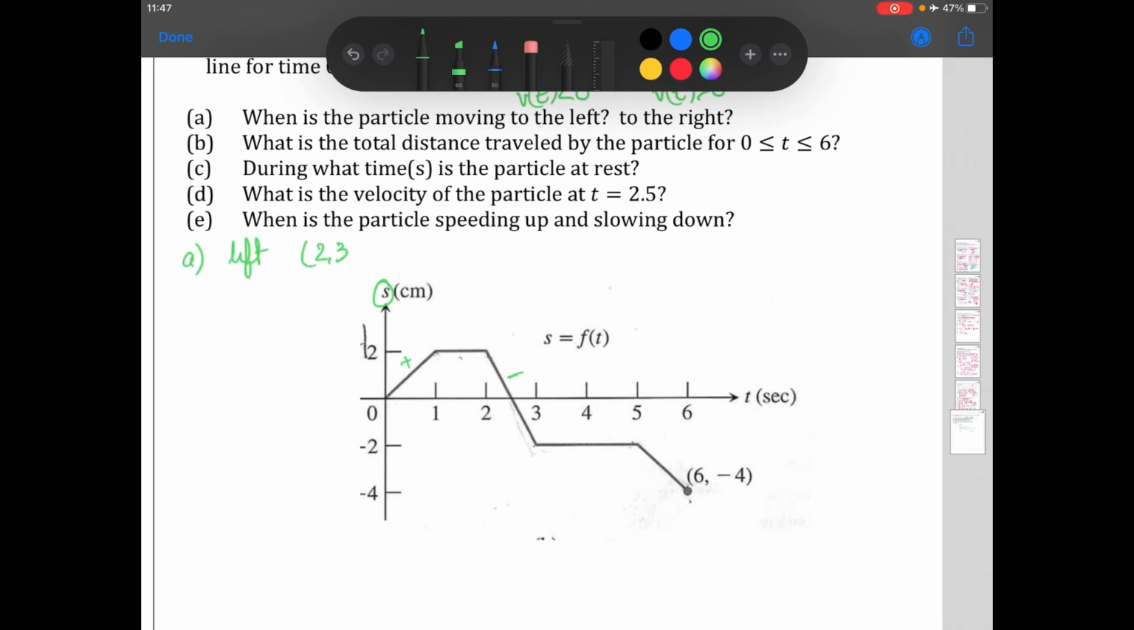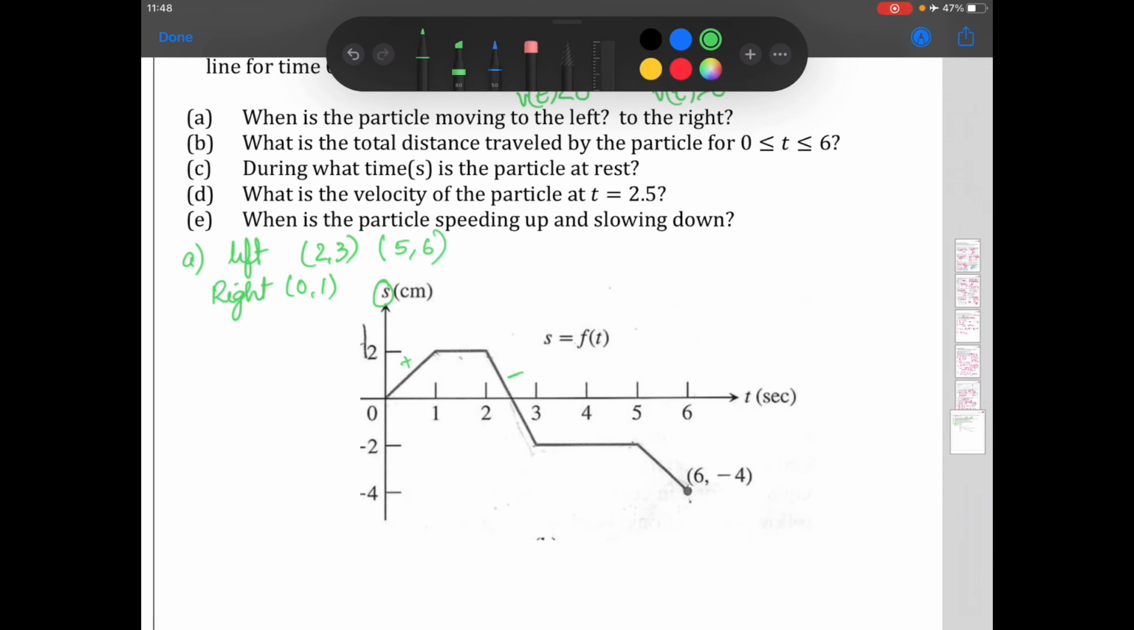Left from 2 to 3, right from 0 to 1, right? 2 to 3, it's moving left. Then 3 to 5, my slope is constant, so really don't write that. And then from 5 to 6, again, slope is negative. But remember, we don't use the word slope in the explanation, so please make sure we write velocity, right? And it's moving left, so it is 5 to 6.